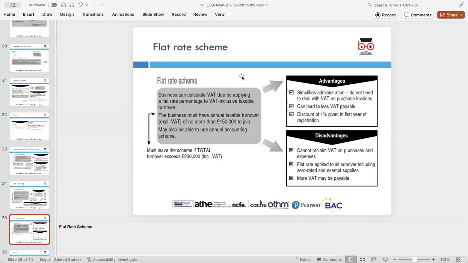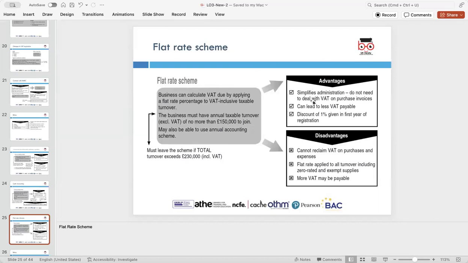The flat rate scheme simplifies VAT administration for businesses by allowing them to calculate VAT due by applying a flat rate percentage to VAT inclusive taxable turnover. To join this scheme, a business's annual taxable turnover must be 150,000 including VAT.